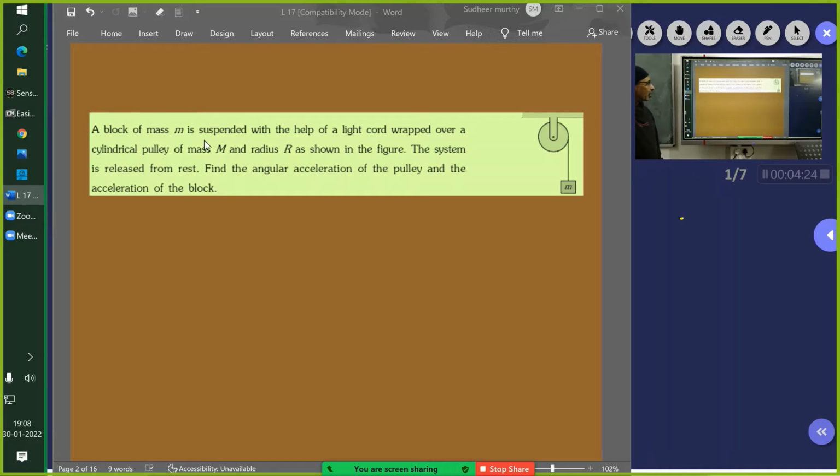So here, a block of mass small m is suspended with the help of a light cord. Light cord, why that word light? The mass of the string is negligible. Over a cylindrical pulley of mass m and radius r. So cylindrical, that means they have told us the shape of it. Of mass m and radius r, as shown. The system is released from rest. Find the angular acceleration of the pulley and the acceleration of the block.